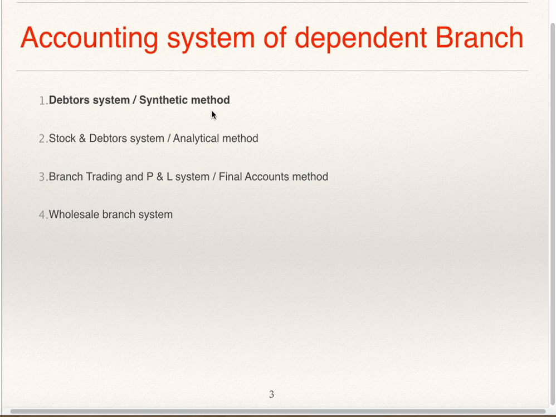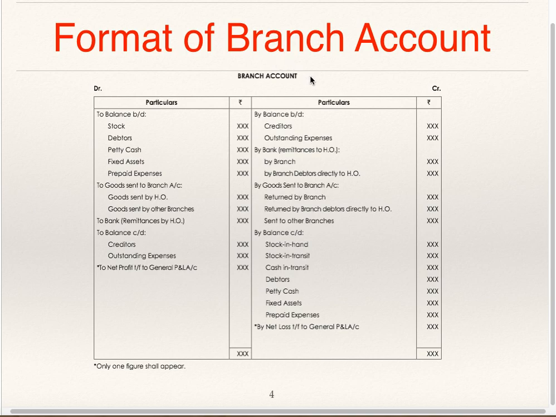As per the debtor system or synthetic method, you are supposed to prepare the branch account in the books of head office. First we'll go through the format of the branch account, so it will be easy for you to understand the illustrations. In the books of head office, you are supposed to prepare the branch account.